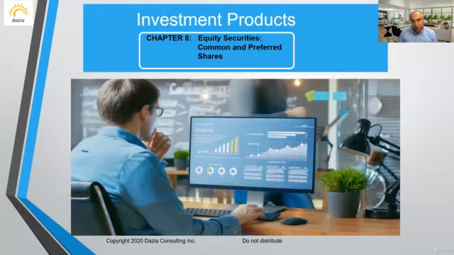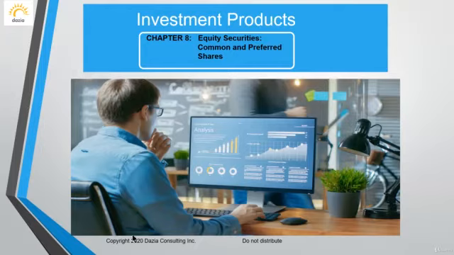You already studied about bonds in the previous chapters, number 6 and 7, which are fixed income products and other products where you get a fixed return, where you get interest payments and there is a guarantee of your principal also. So now we're talking about the shares and equity securities. So let's take a look at these in more context.